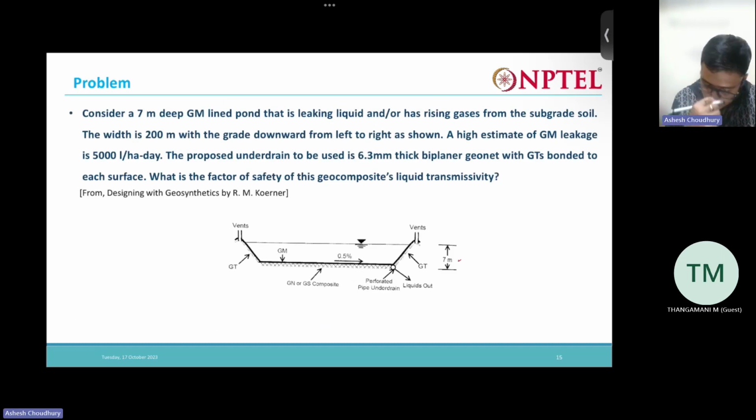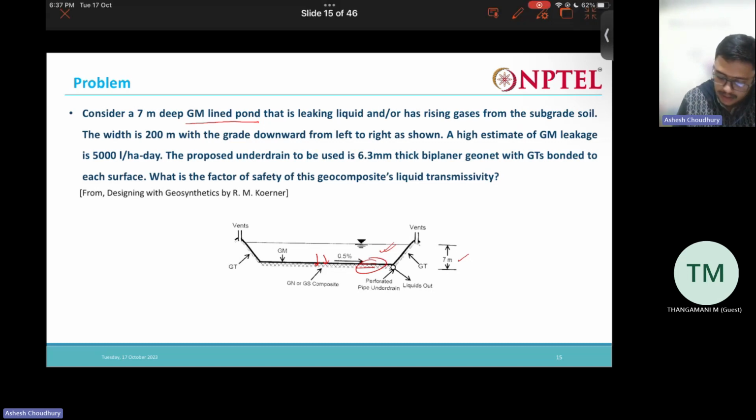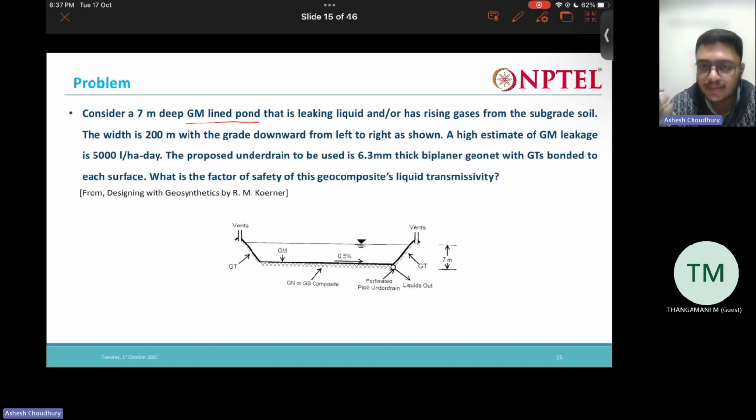Now it is given that this is 7 meter high, right? But lined pond. This is a pond, that means water is there. This is water, 7 meter. So this much vertical pressure is acting on this geocomposite, 7 into 9.81. Isn't it? So corresponding to that vertical pressure, 7 into 9.81, that is approximately how much?